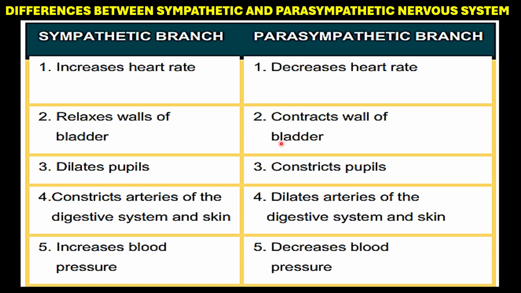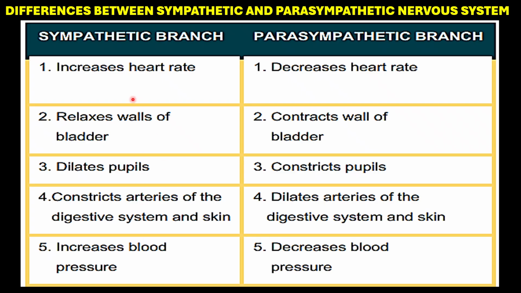So we have the same structure here, bladder wall, but then they behave differently under each branch. Whereas the bladder wall relaxes, over here it contracts. And then we have the pupil. Over here it dilates, here it constricts. And again, here the arteries of the digestive system and the skin constrict. Here they dilate, because the opposite of constrict is dilate. And if the blood pressure doesn't increase, it will decrease.